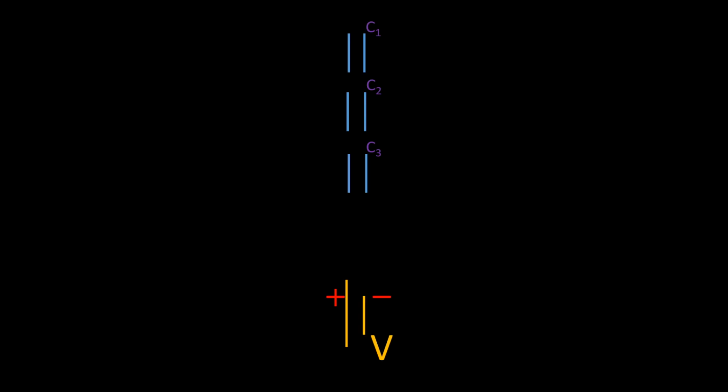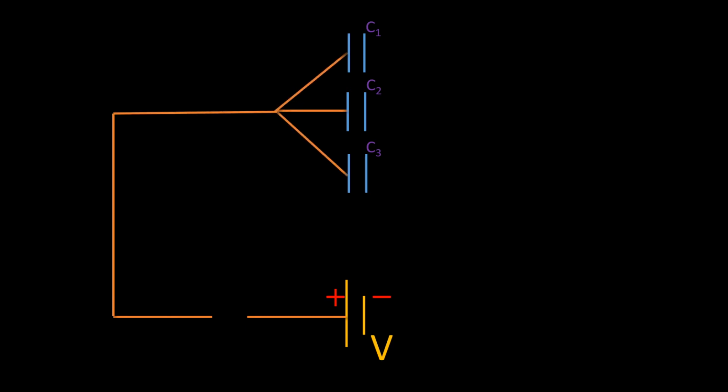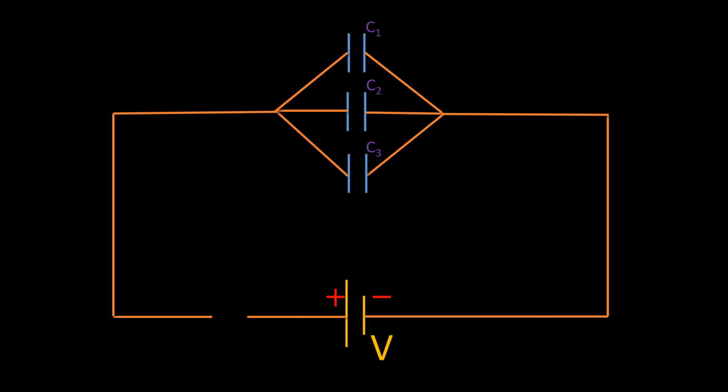Consider three capacitors C1, C2, C3 and a battery of voltage V. If we connect the three with the battery in this manner, it is called a parallel combination of capacitors. How do I express it? A parallel combination is when you connect each capacitor individually with the battery. Look at C1 here. The wires of C1 are connected with the battery. Similarly with C2 also, C3 also.